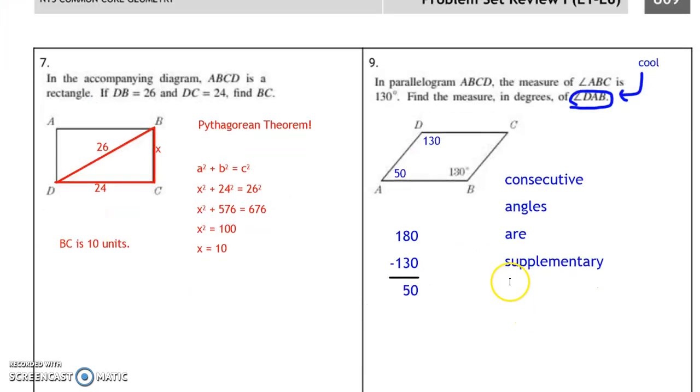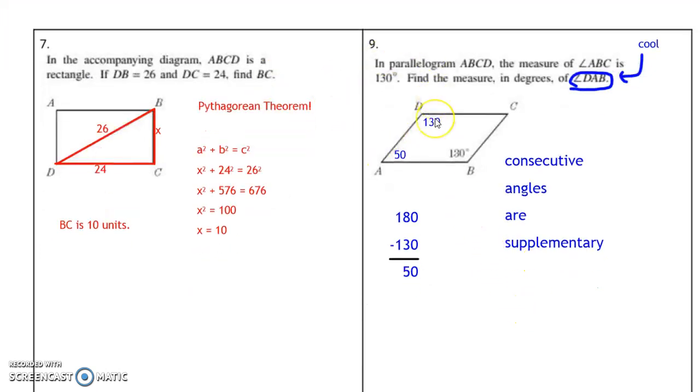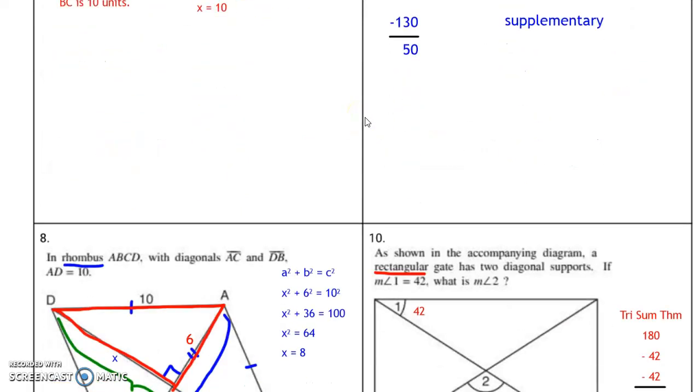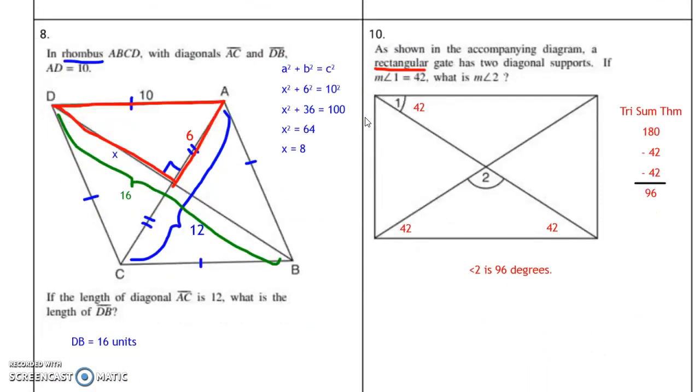Here's another example of the types of problems that you might see. They're algebraic problems that require you to know the properties of parallelograms. Consecutive angles being supplementary, for example. Diagonals bisecting each other. And special parallelograms like rectangles, you need to know that the angles that are created here are going to be congruent.